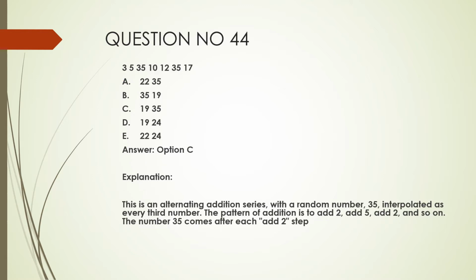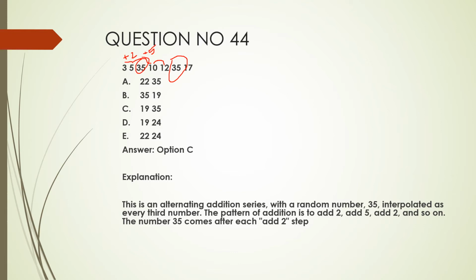Next question. 3, 5, 35, 10, 12, 35, 17. So clearly 35 is repeating here. There are two 35s, and let's check the relation between the other numbers. 3 became 5, then 5 to 10, 10 plus 2, you got 12. So the relation is that between first two numbers there is an addition of 2, then after, in between the constants there's an addition of 5, that is 5 became 10.